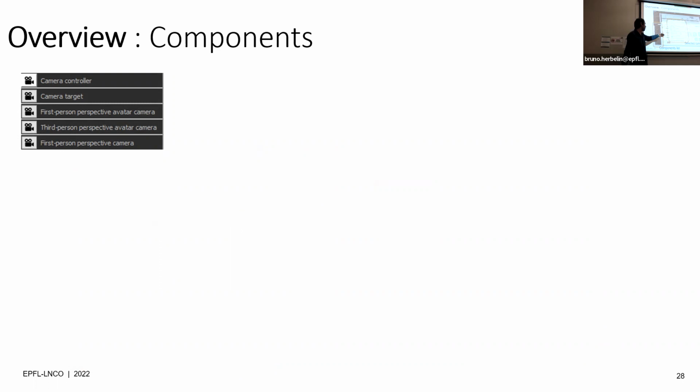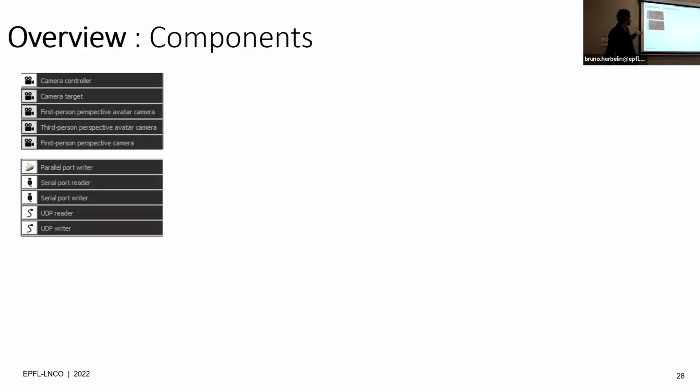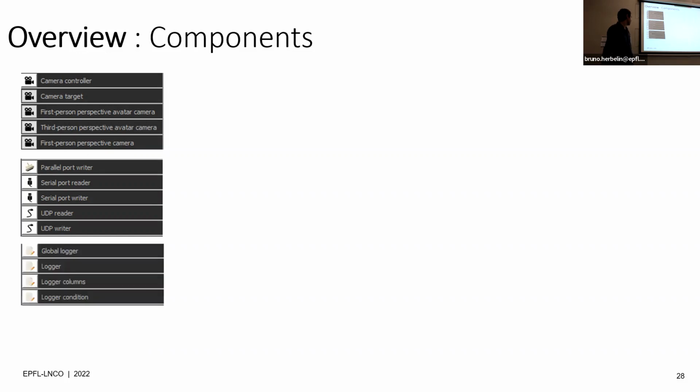We have many components for doing a lot of things. We have components that do camera movements, to control the VR camera, to use as a first-person camera for an avatar or a third-person one, to create complex movements like we did for the out-of-body experiment. We have network components, classic ones for writing to UDP, reading UDP, serial port, parallel port, quite useful for synchronizing with our devices, like EEG or writing to some vibrator.